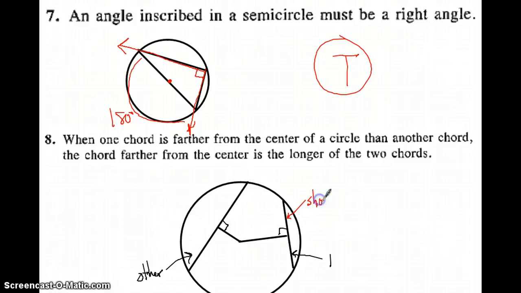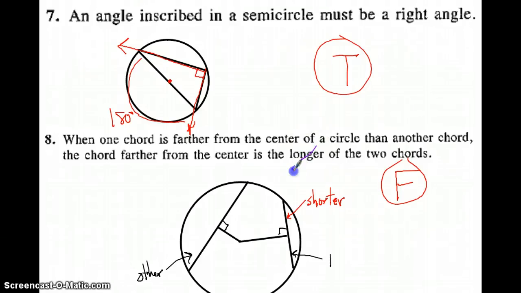This is actually shorter. The one that's farther away, I mean, if you think about cramming a chord into your circle and pushing it farther and farther out away from the center, it's going to have to start to get shorter as you get farther and farther away. These ones really close to diameters are the longest ones, and then they'll get shorter and shorter as you go farther out.